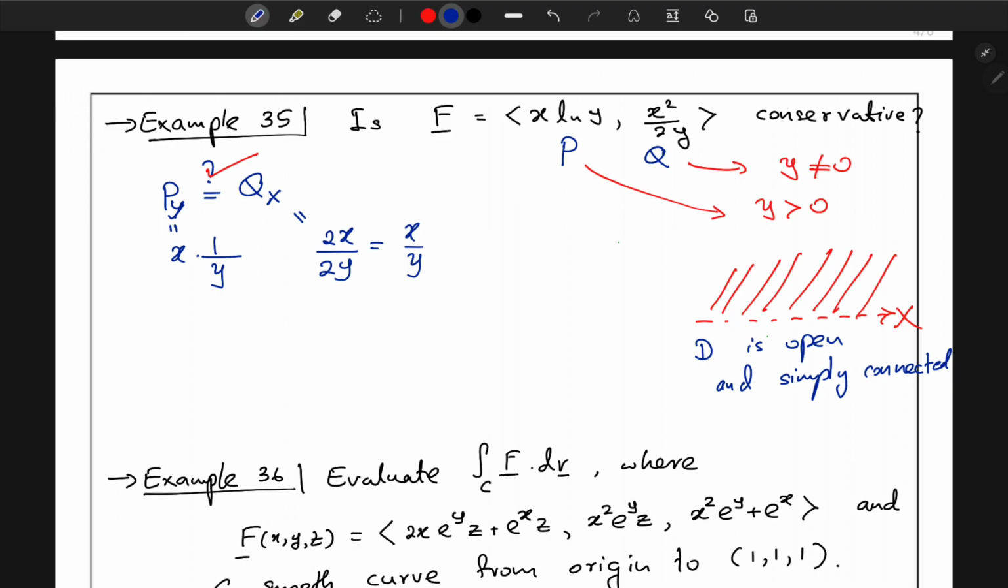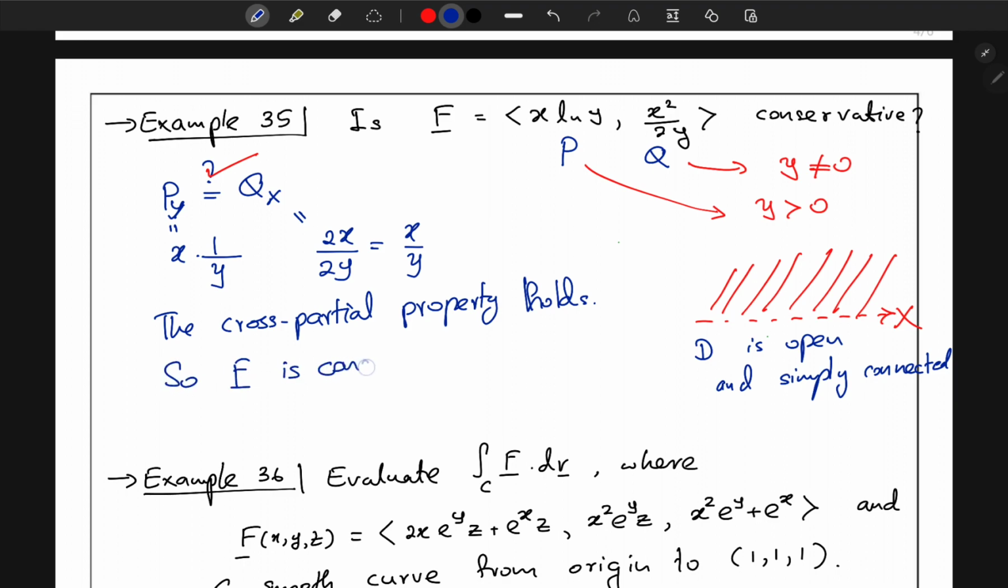Now at this point we can say the cross partial property holds and D is open and simply connected, therefore F is conservative. The cross partial property holds, so F is conservative. The answer is yes. Okay, I think we did this example too.